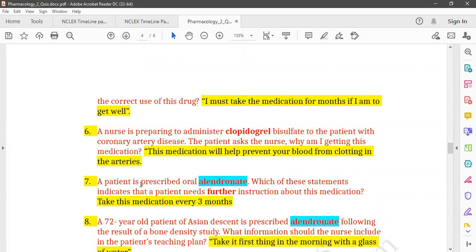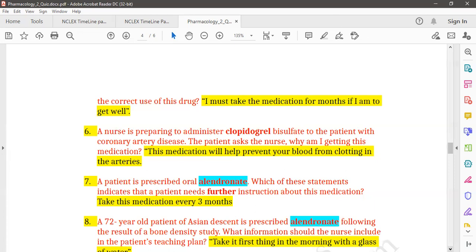Question number 7, a patient is prescribed oral alendronate medication for osteoporosis. Which of these statements indicates that the patient needs further instruction about this medication? Take this medication every 3 months. This is the important note we could educate our patient. Alendronate does not need to be taken every 3 months.